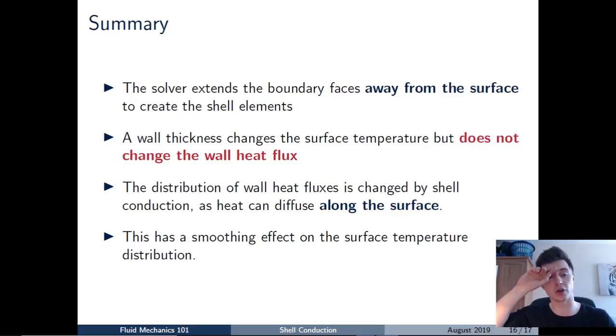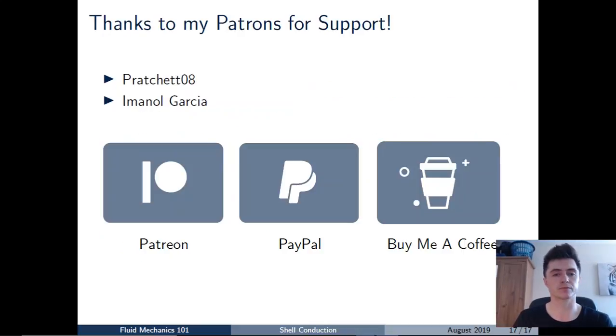Now, if we choose to turn on shell conduction instead of a wall thickness, then what happens is the wall surface temperature distribution and the wall heat flux distribution will change along the surface, and shell conduction will have the effect of smoothing out the surface temperature and the wall heat flux, which tends to give a more physical representation of the real surface temperature in our fluid systems.